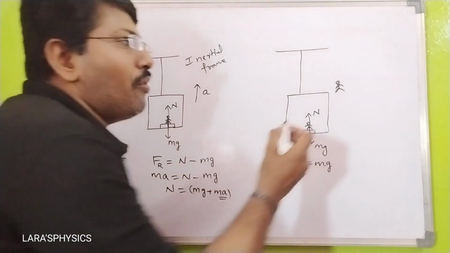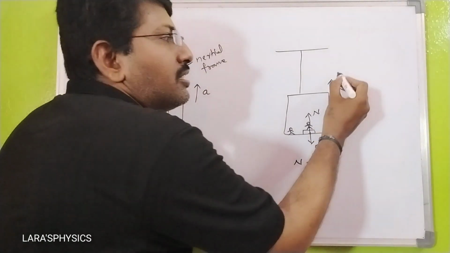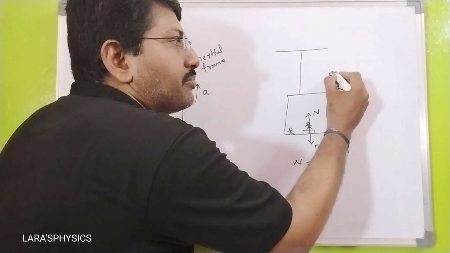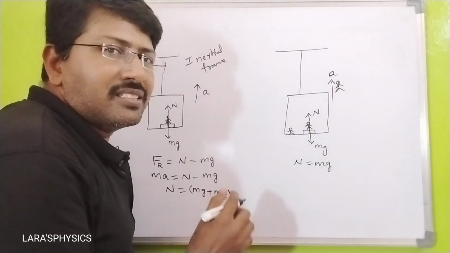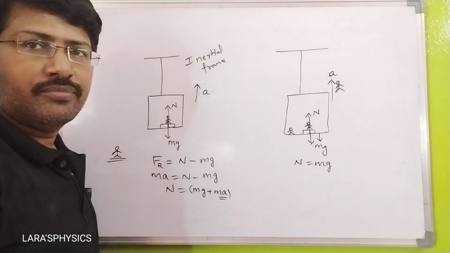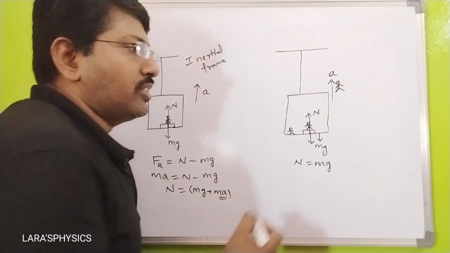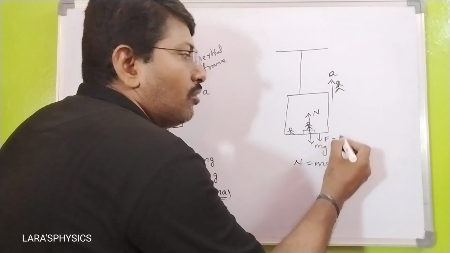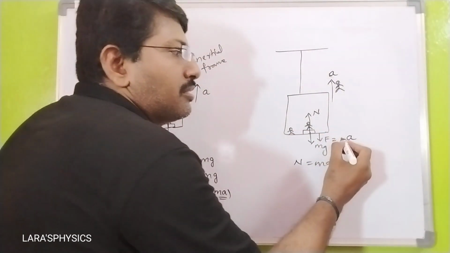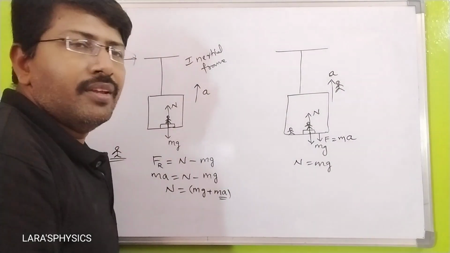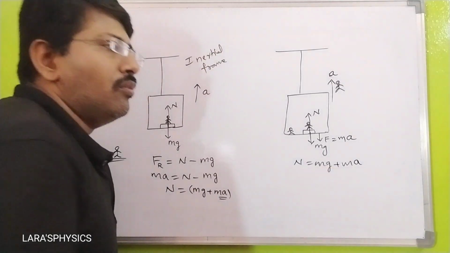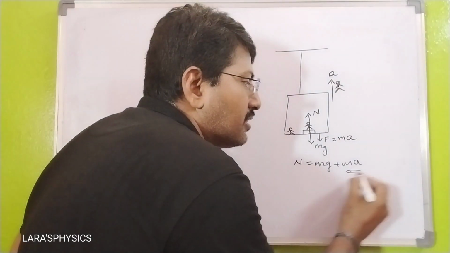That force: when the lift is moving in the upward direction with acceleration a, at that time one pseudo force is acting downward. That pseudo force F is equal to the mass of this object times the acceleration of the system. So that force is added here. So simply N is equal to mg plus ma. Now it is accepted.